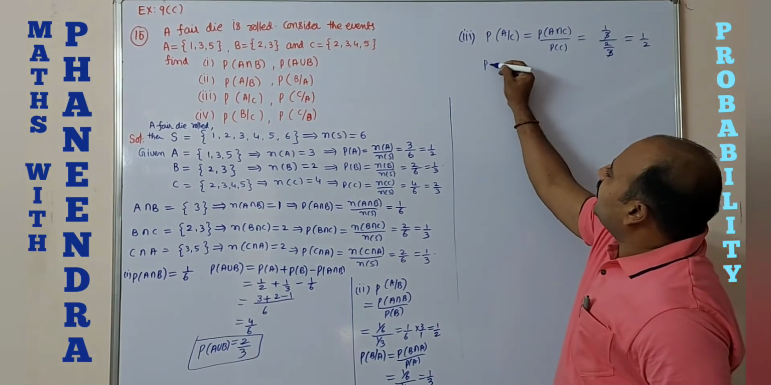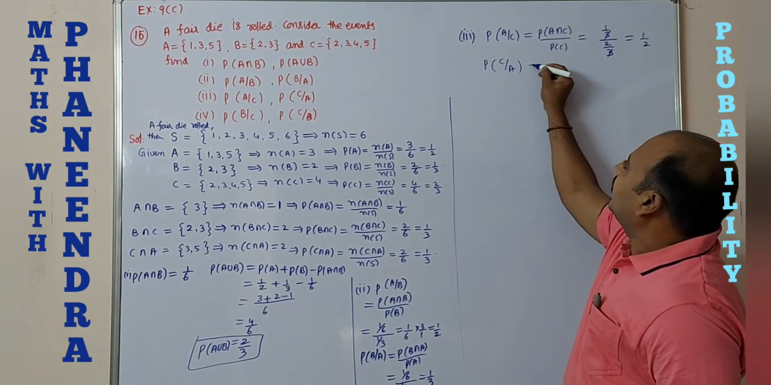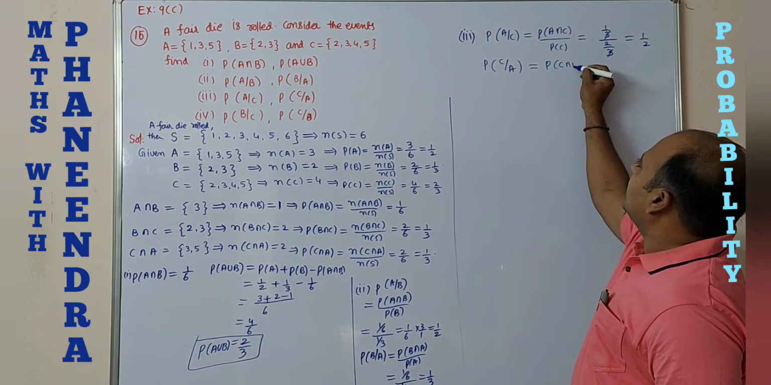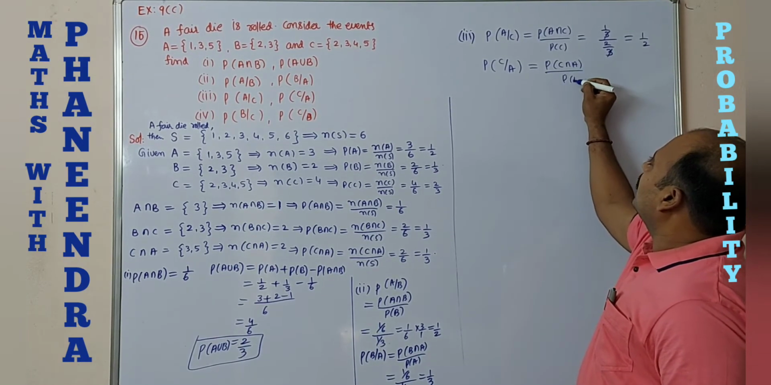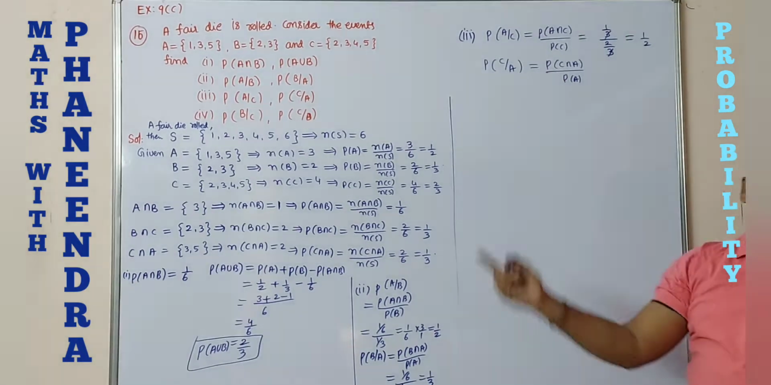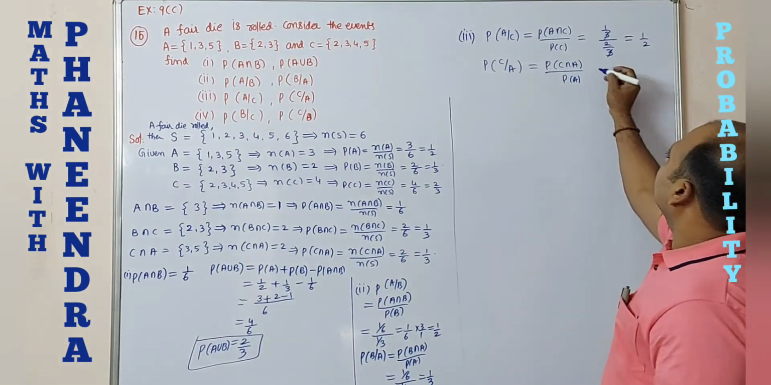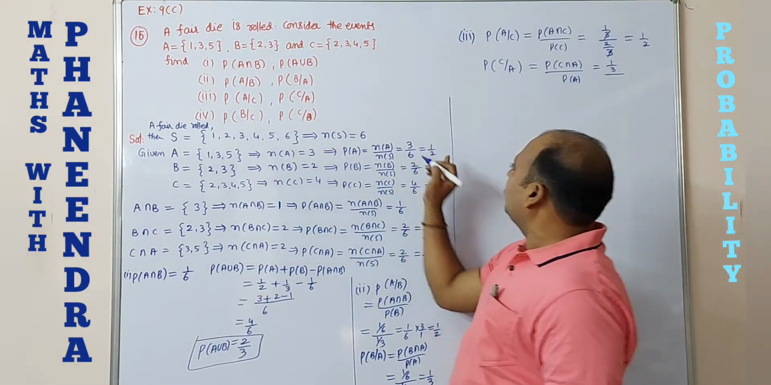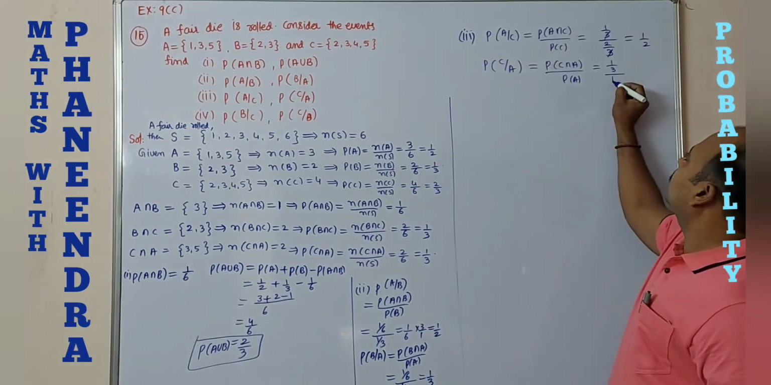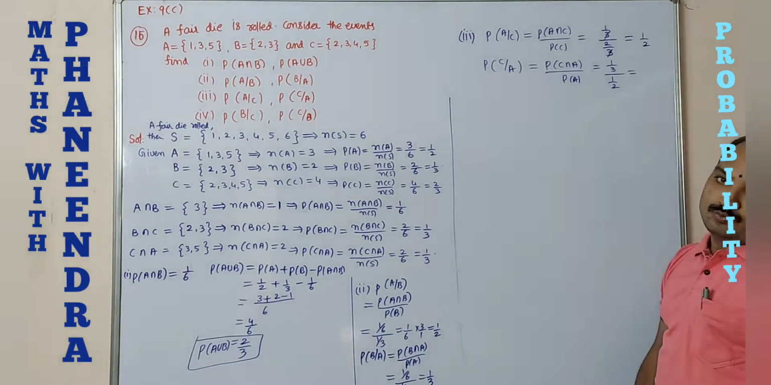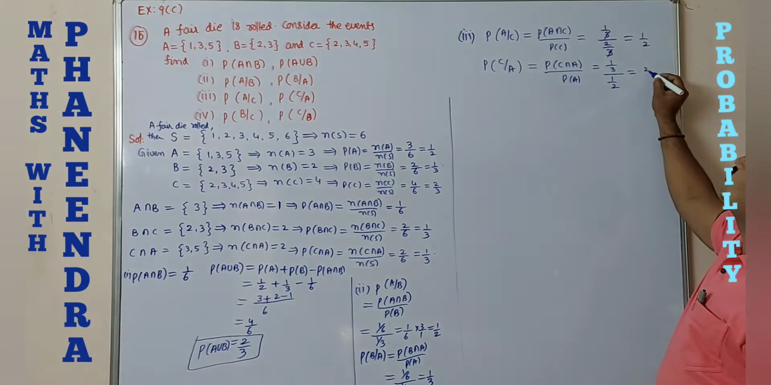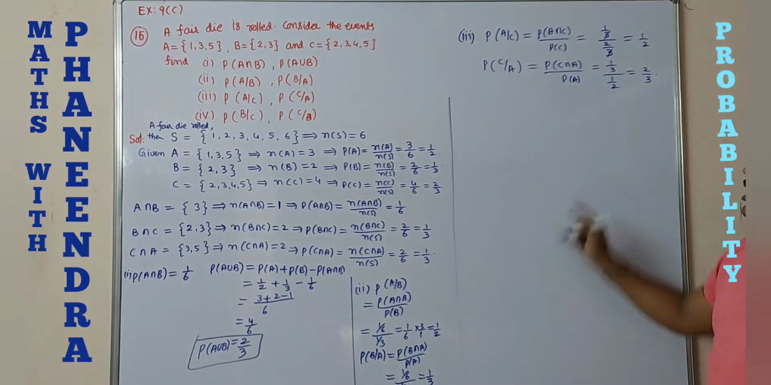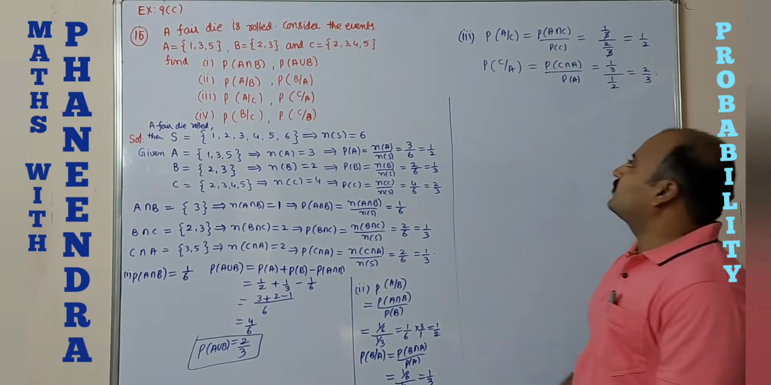Next, P of C given A. P of C intersection A by P of A. We know that C intersection A or A intersection C, both are same. So it will be equal to 1 by 3, by P of A value, which is 1 by 2. So 1 by 3 by 1 by 2 means 2 by 3 will come here, denominator of denominator goes to numerator. P of C given A.